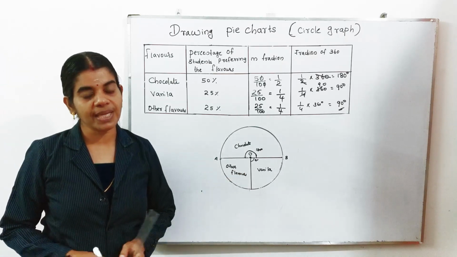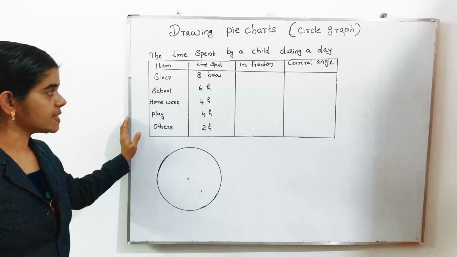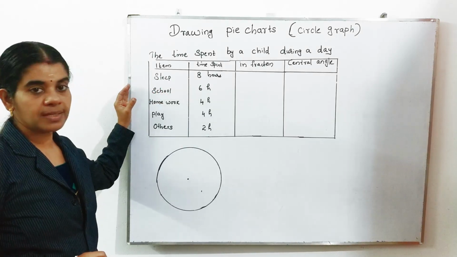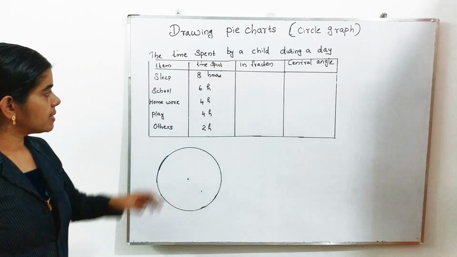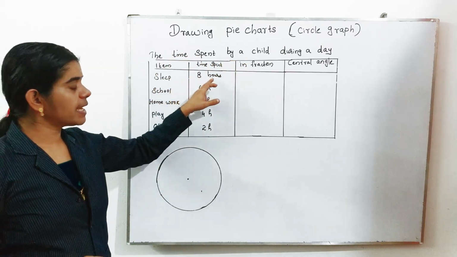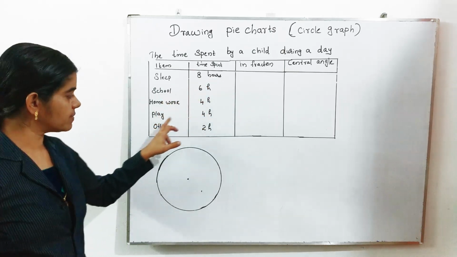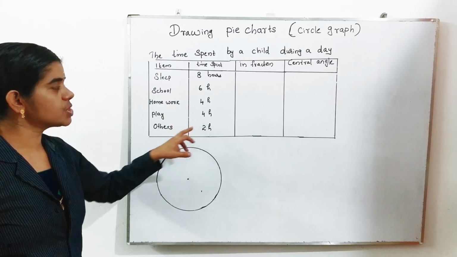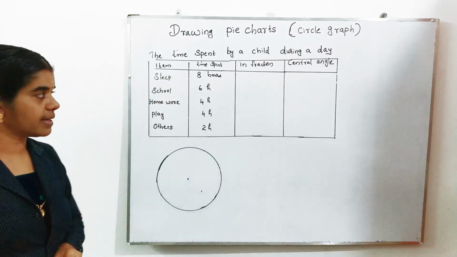This way we can draw the circle graph or pie graph. One more question. That means draw a pie chart for the time spent by a child during a day. That is given. Sleep, how many hours? 8 hours. School, 6 hours. Homework, 4 hours. Play, 4 hours. Others, 2 hours. This data you want to draw a pie chart or circle graph.